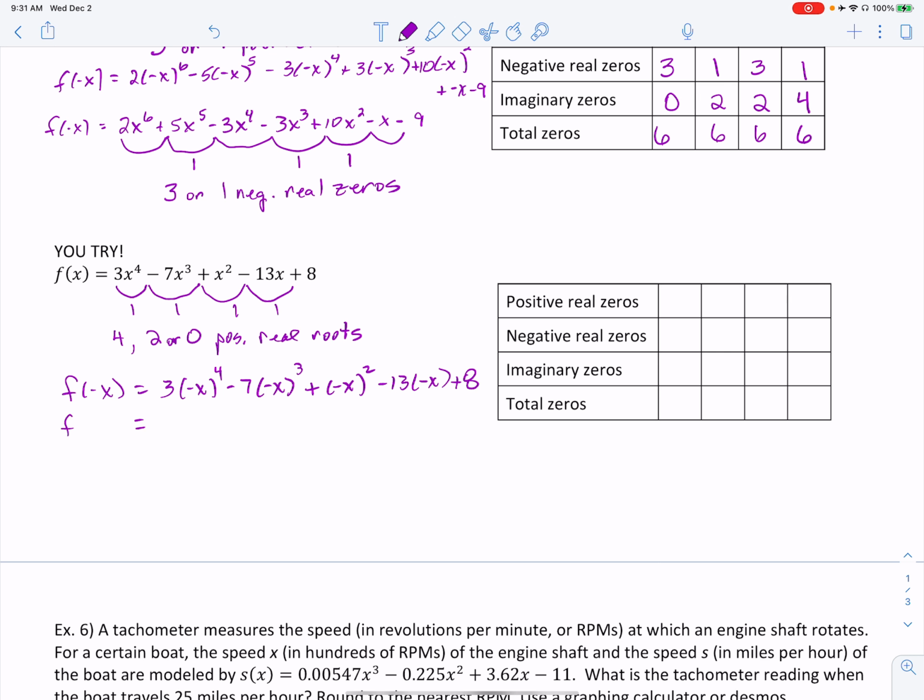And if you simplify those, a negative to an even power is going to be positive. A negative to an odd power is going to be negative, times a -7 is positive 7x cubed. And we get a plus x squared, and negative times a negative is plus 13x plus 8. And there are 0 sign changes because they're all positive. So that means you will have 0 negative real roots, or zeros, either way you want to say it.